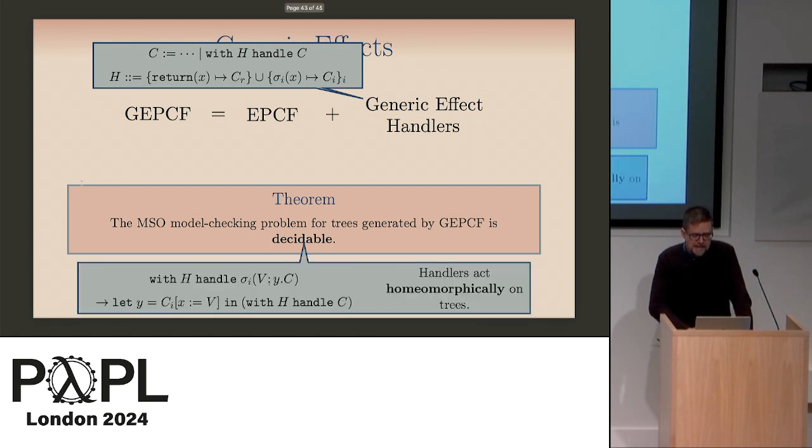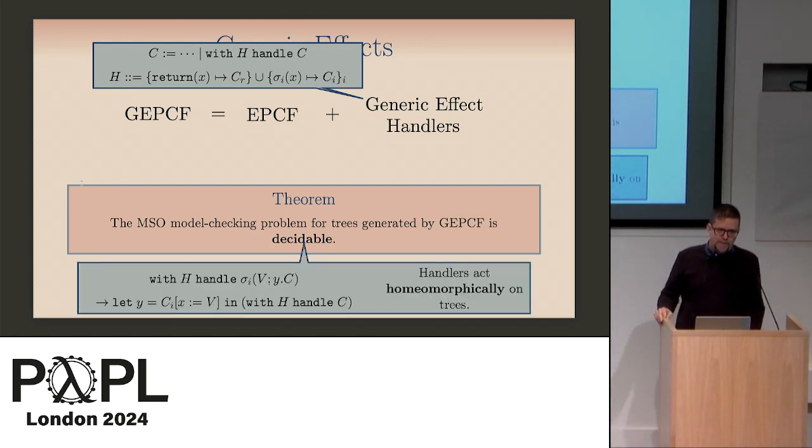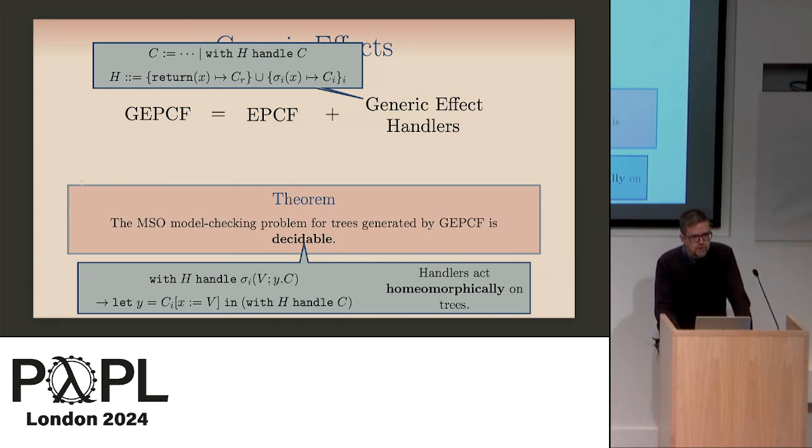And by considering generic effect handlers, you get a calculus in which effect trees are transformed in a very disciplined way. Handlers act homeomorphically on trees, and you cannot do the fancy and complex stuff that general handlers allow you to do.